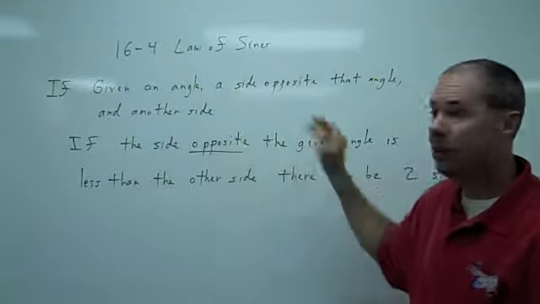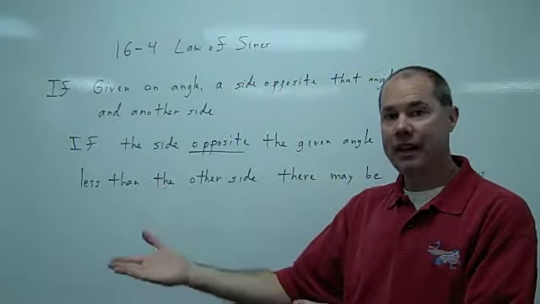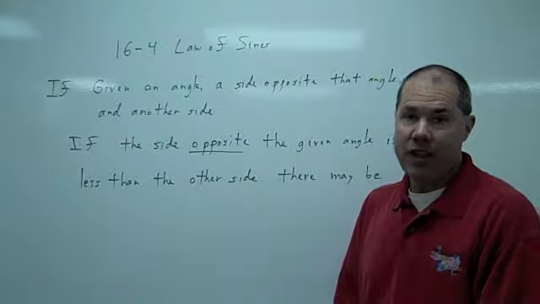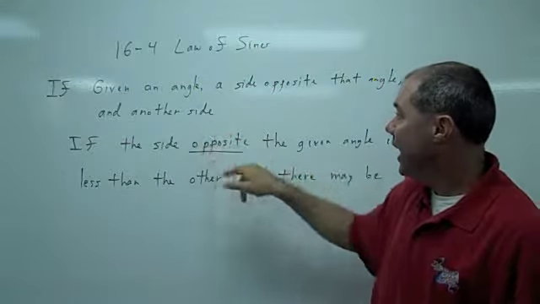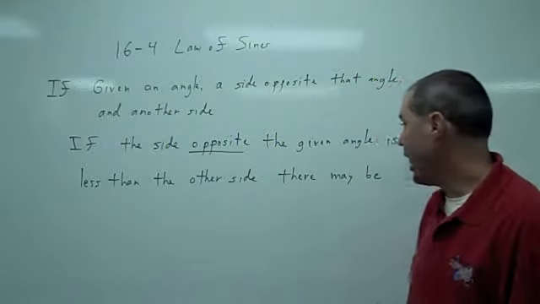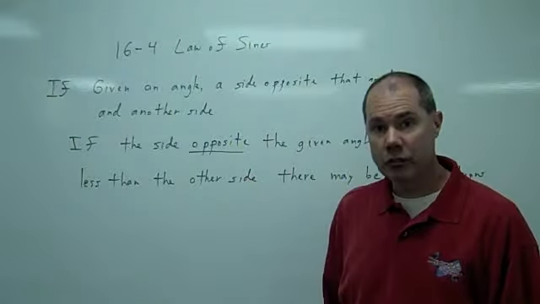There could be two possible solutions for this, and let's explain how you can do that. If you're given an angle, a side opposite that angle, and then one of the adjacent sides, the other two sides have to be adjacent. Then, if the side opposite the given angle is less than the other side, then there may be two solutions.